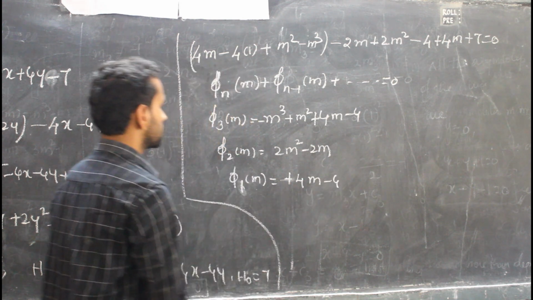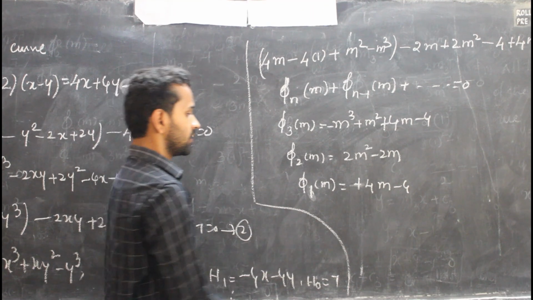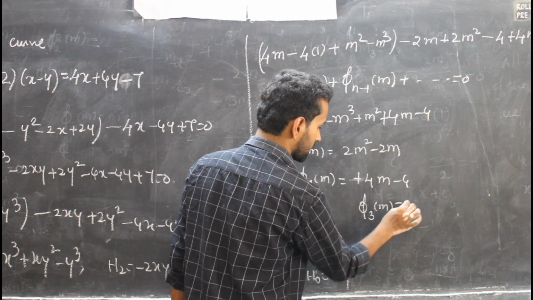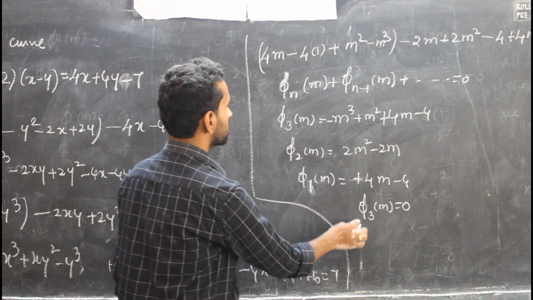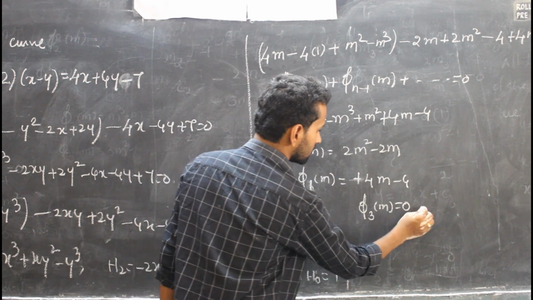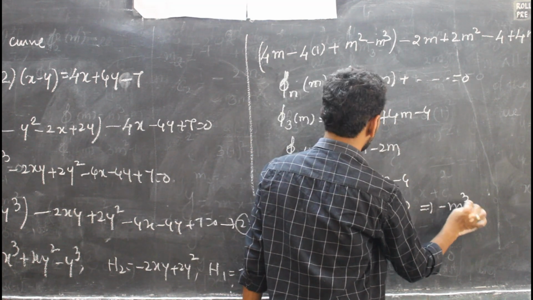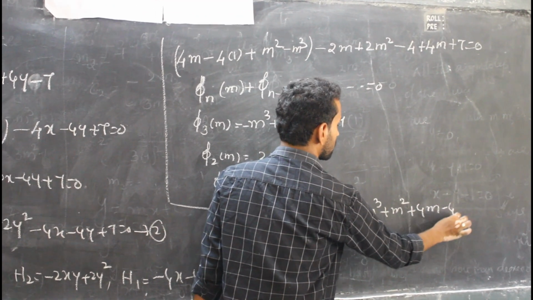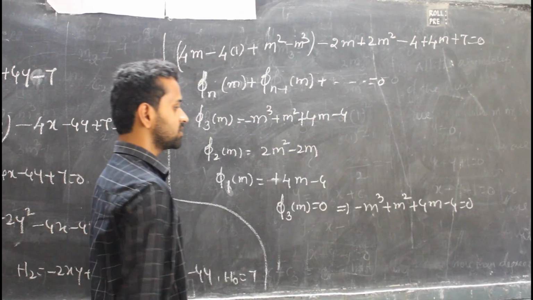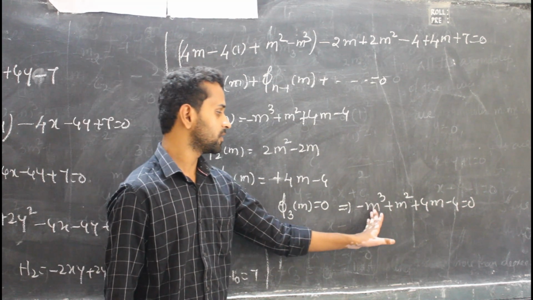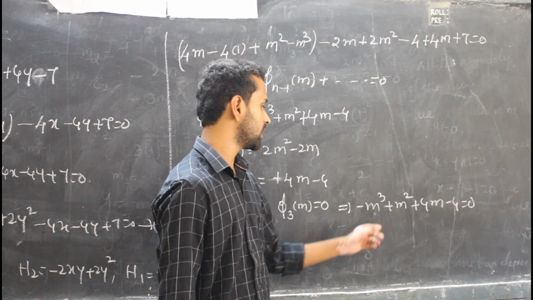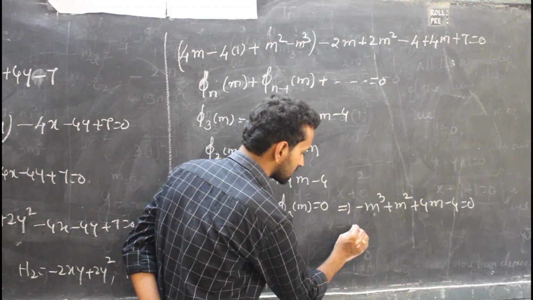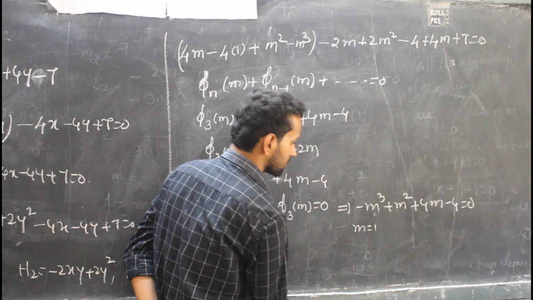You get that? So now I need to find the m value. To find the m value, what I need to do? Phi 3 of m equal to 0, I need to consider. You get that? What is phi 3 of m equal to 0 here? That becomes minus m cube plus m square plus 4m minus 4 equal to 0. By using the synthetic method, first find the m values here. You get that, we have a cubic equation, right? Now since we have a cubic equation, let me replace it as m equal to 1, trial method. You get it?